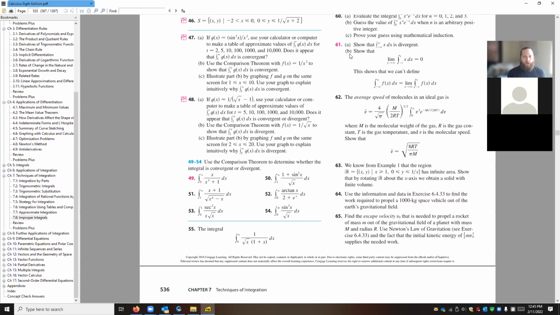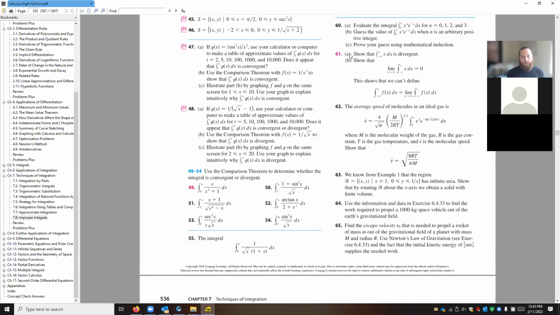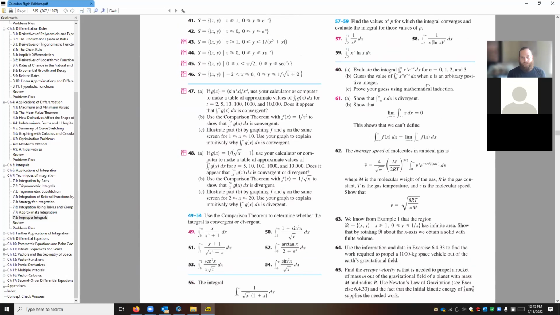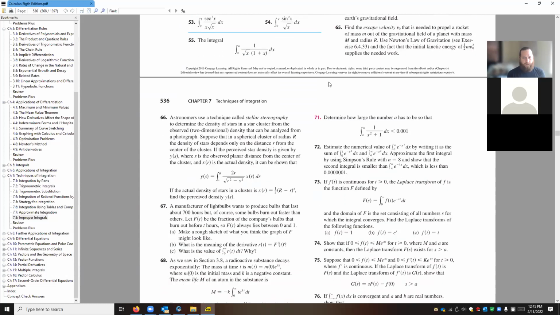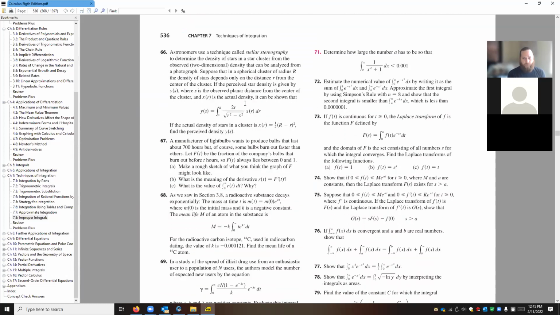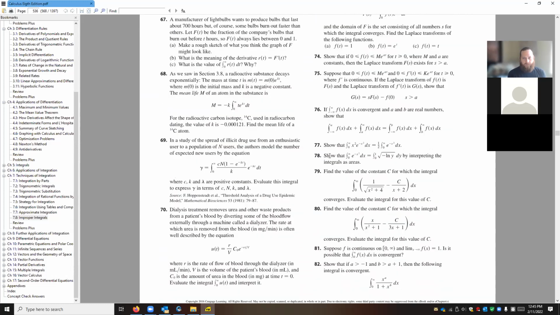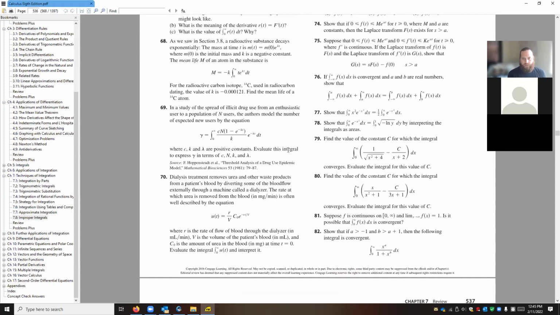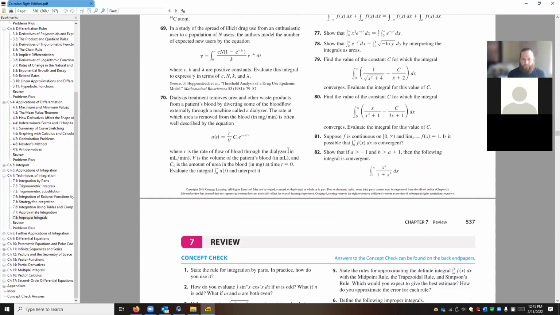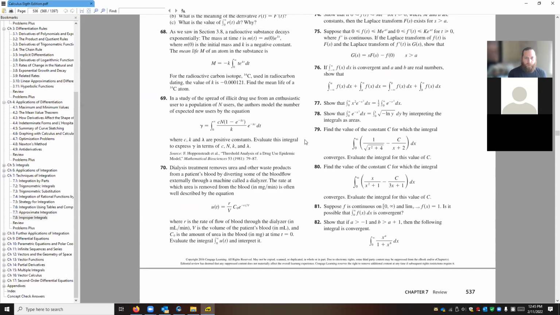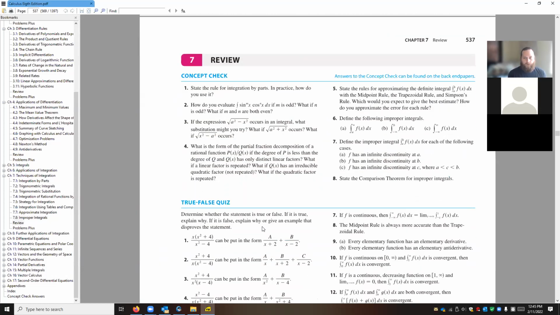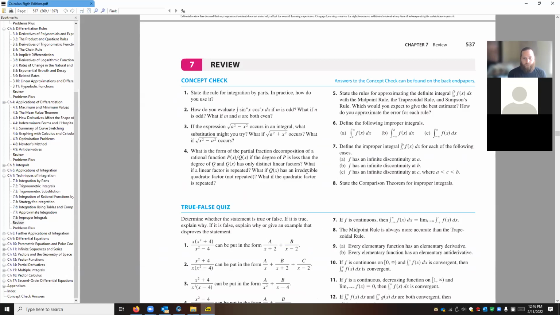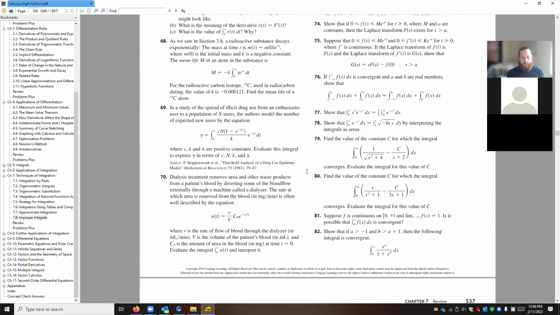There are other really good problems in here to help warm you up to the concepts we're playing with. Things like number 61 we did in class today. All the other kind of logic-based problems here are very, very good. Number 76 is excellent. 82 is very good. The questions that pertain to improper integrals here in the concept check and true false are also very good. So please spend the time really working on and thinking about this stuff.